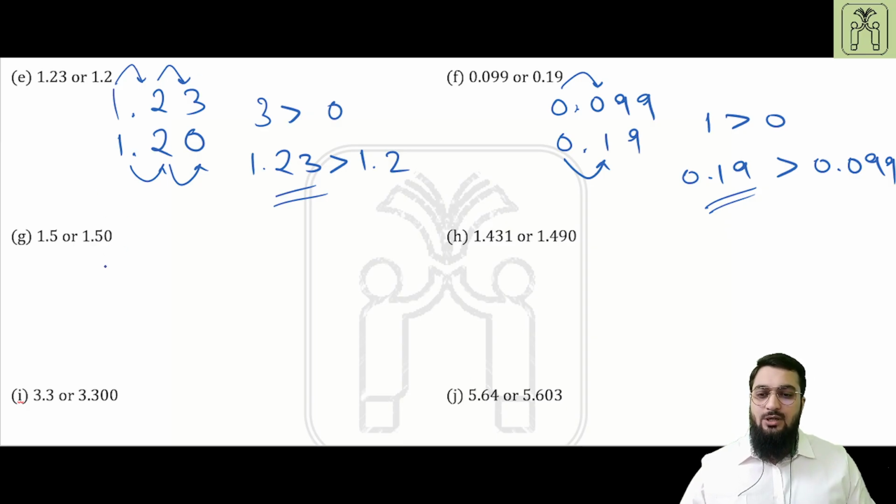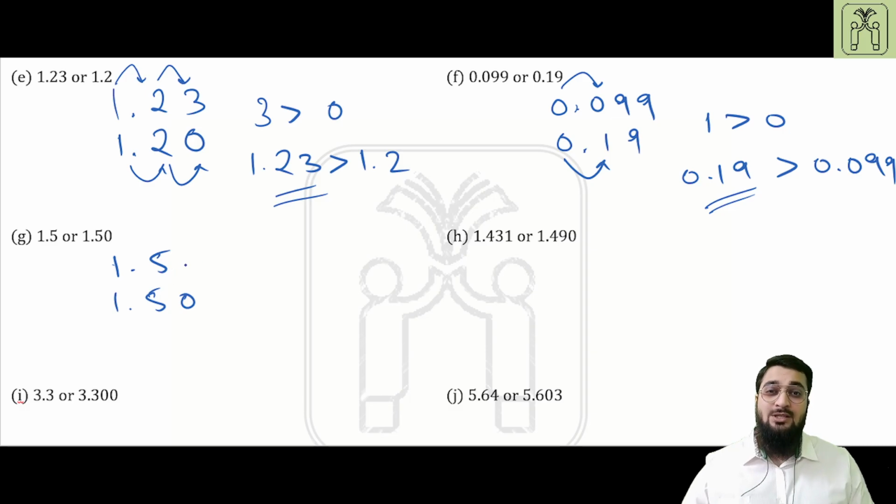1.5 or 1.50. So 1.5 will be written and then 1.50 will be written. As you know, in order to make this look similar to each other, or have the same number of decimal digits, we will add a 0 over here, because 0 on the left and the right of the decimal point at the respective extremes does not affect its value.